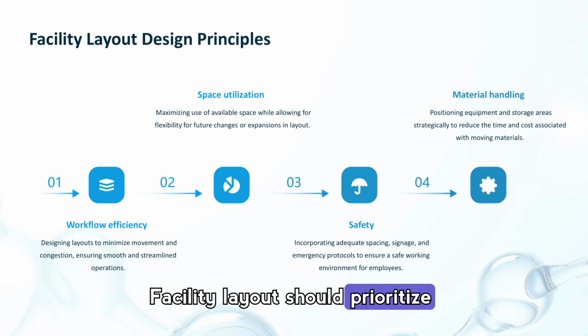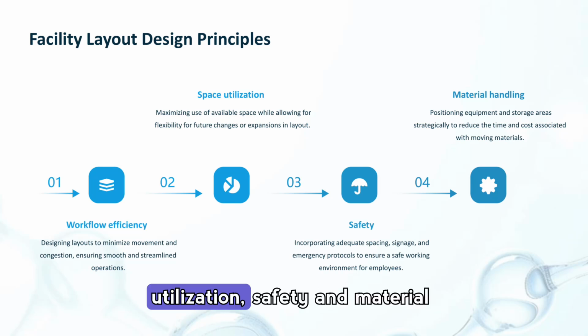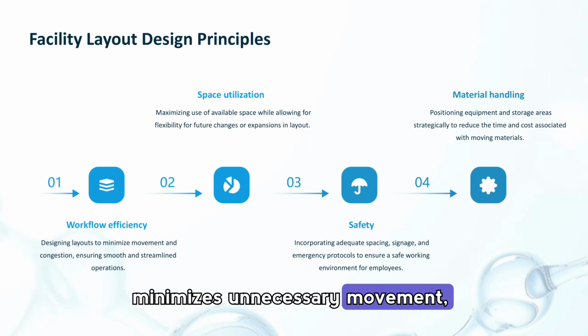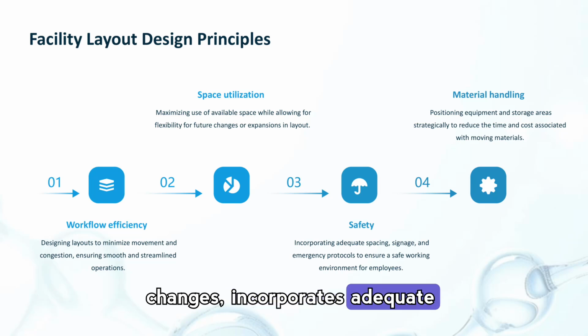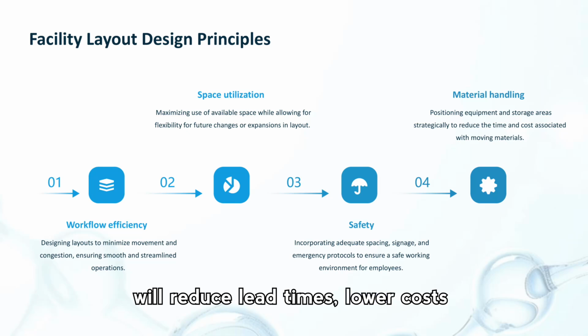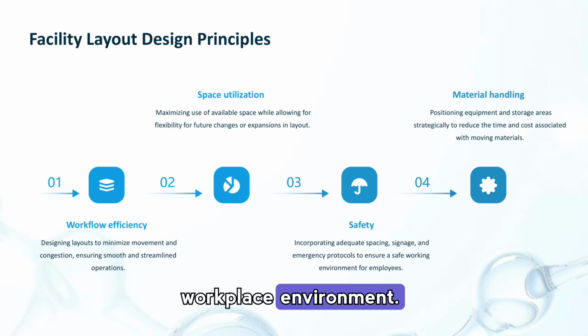Facility layout should prioritize workflow efficiency, smart space utilization, safety, and material handling. Designing a layout that minimizes unnecessary movement, provides flexibility for future changes, incorporates adequate safety measures, and positions equipment and storage strategically will reduce lead times, lower costs, and create a safer, more productive workplace environment.